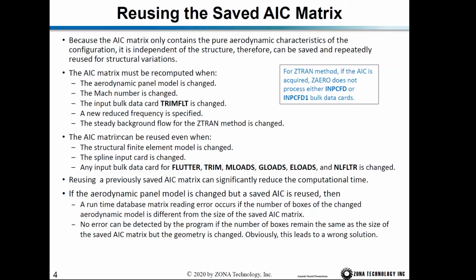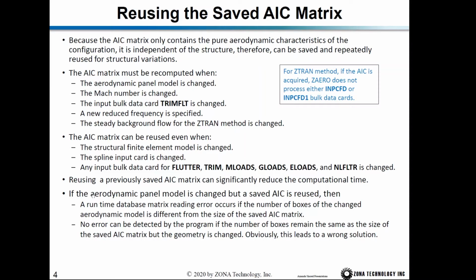The AIC matrix can be reused even when the structure finite element model is changed, and the spline input card is changed, and all the downstream aeroelastic disciplines like flutter, trim, M-loads, G-loads, E-loads, and nonlinear flutter are changed. So those modules have no impact on AIC, so you can reuse AIC. And so reusing a previously saved AIC matrix can significantly reduce the computational time.